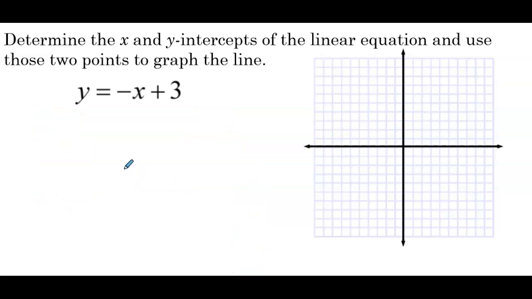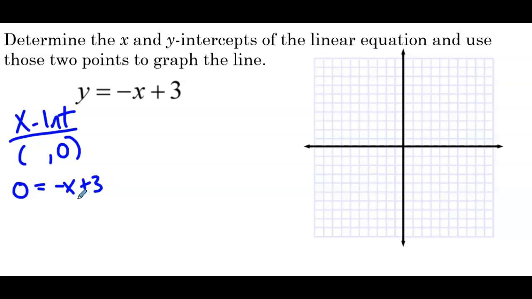Our next example, y equals -x plus 3. So we'll start with the x-intercept. That's a point whose y-coordinate is 0. So 0 equals -x plus 3. We can add x to both sides of the equation. We'd have x equals 3. So the x-intercept is the point 3, 0.